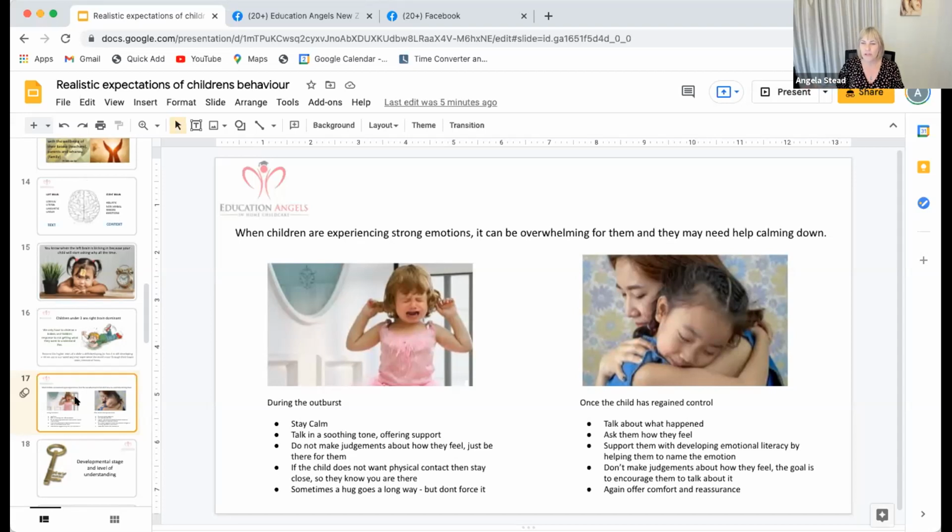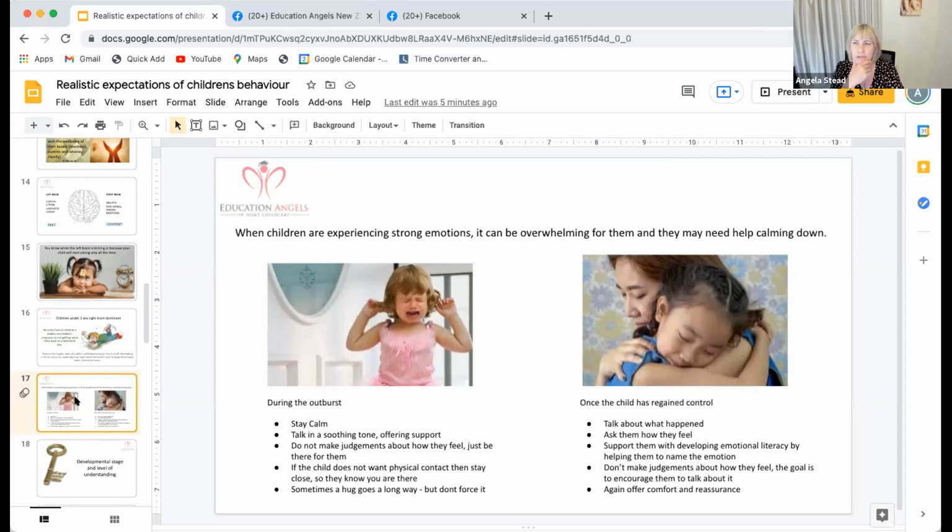And be careful not to judge as well. The goal is to encourage children to talk about it. So be as understanding as you possibly can, and maybe just listen to them. It's not necessarily the time to give them a lecture. The time to talk to them about what happened is before it happens next time.